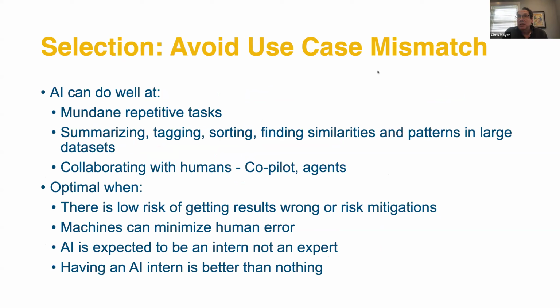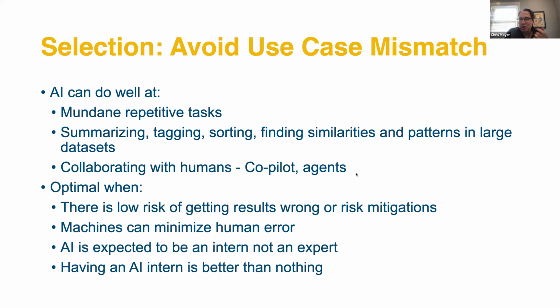Use case mismatch. So we talked about code assist and things like that. Mundane, repetitive tasks. Maybe you have a government employee who has to look up state or federal rules and regulations to make sure they're in compliance. AI would be great at stuff like that and say, yeah, you need to consider this law over here. Finding similarities and patterns in large data sets. Stuff that scale makes difficult for people is an area where this tends to shine.